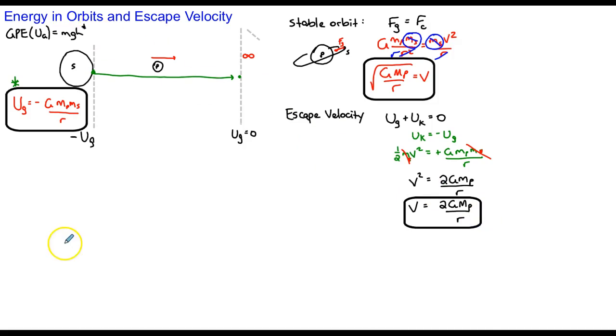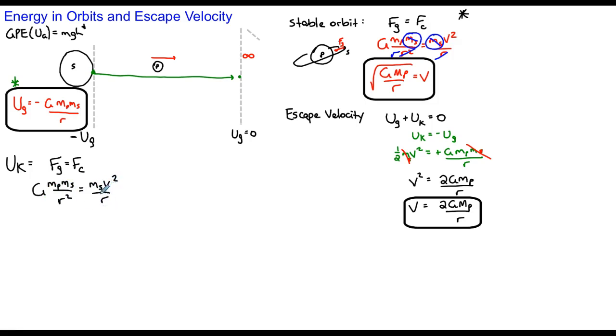In the last little piece, I'm going to derive an expression for kinetic energy, or U sub k, for an object that is in a circular orbit. And so if it's in a circular orbit, I can say that Fg, force of gravity, is equal to Fc. This should look familiar from our work previously for stable orbital velocity. That becomes G times the mass of the planet times the mass of the satellite over r squared is equal to mass of the satellite v squared over r.